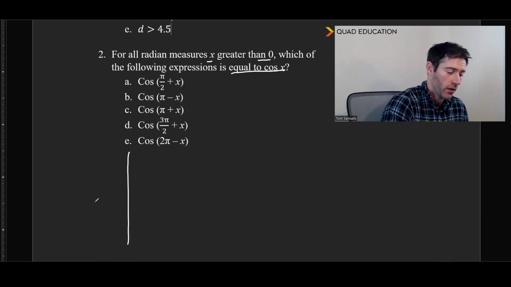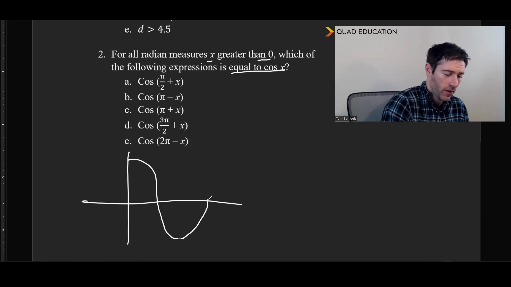And like we've said, cosine of x looks like this, where it repeats starting at 1 and repeats every 360 degrees, or in this case, 2 pi radians. And so if we were to move it forward pi over 2, basically that would look like this, which is not the same thing at all. So I'm going to say no to that.